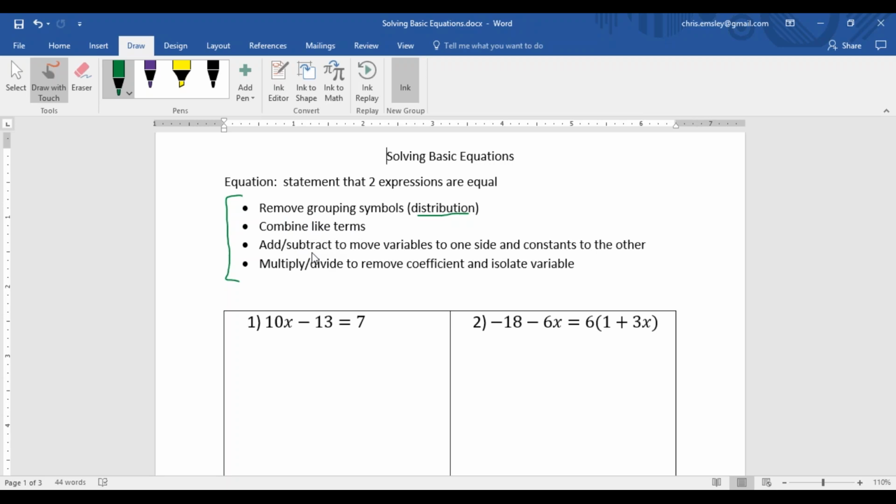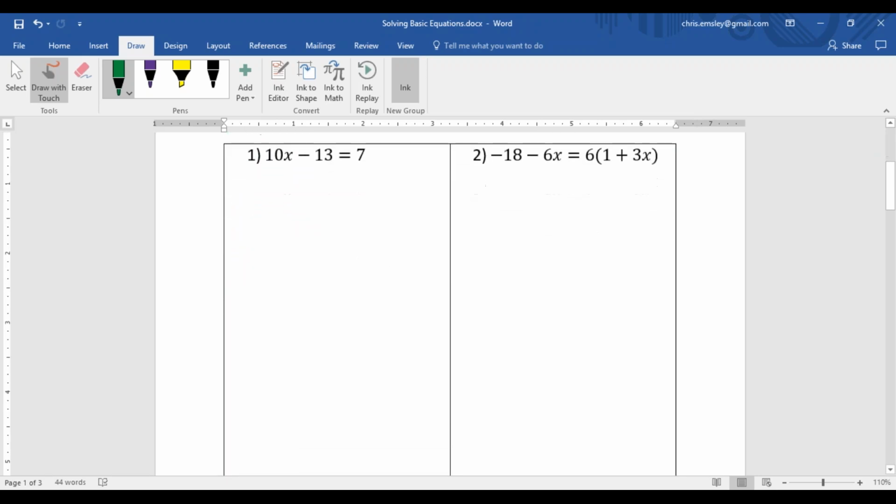It doesn't matter which side you put your variable on and which side you put your constants on. And then finally, multiply or divide to remove the coefficient and isolate the variable. We'll probably want to add one more step in here, and that is that we should check our final answer. Okay, so we're going to start off real basic here.